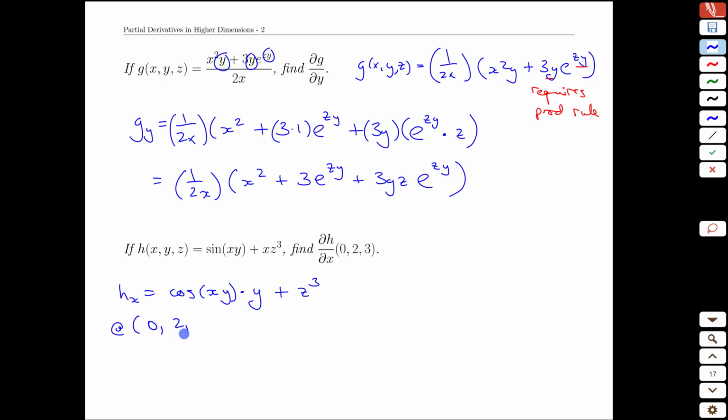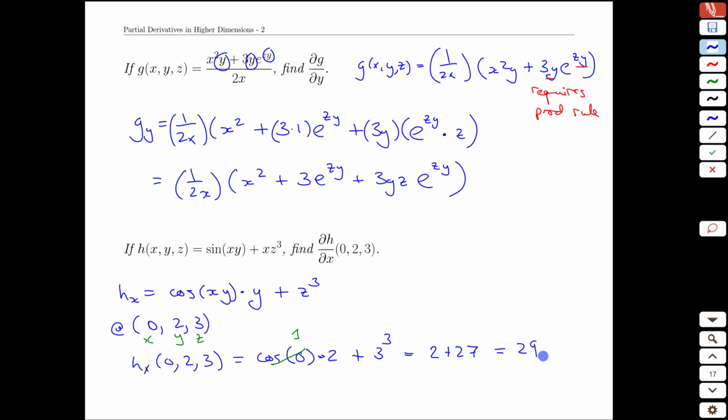Last but not least, we include the point we were given now. So this is the general formula for slopes of this function, or rates of change of this function in the positive x direction. And now we specify a point. We simply sub in the values that we were given for x, y, and z. So we have cos of x times y, well, x is 0, so it'll be 0, times y, which is 2, plus z cubed, that's 3 cubed. Cos of 0 is 1, so we end up with 2 plus 27, and that gives us 29.